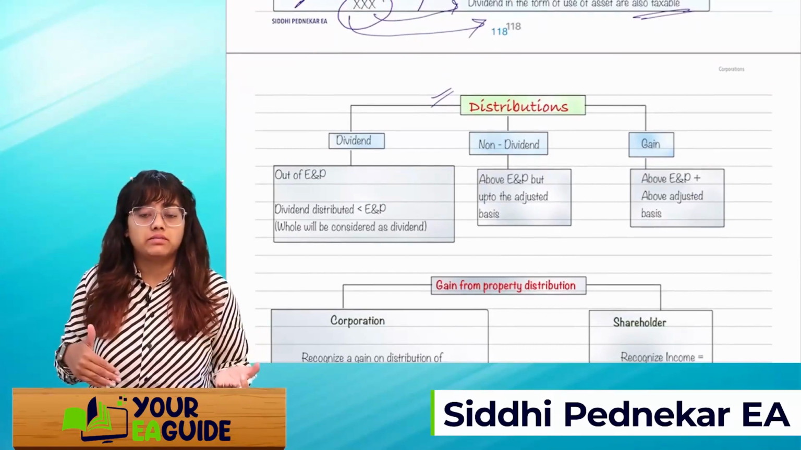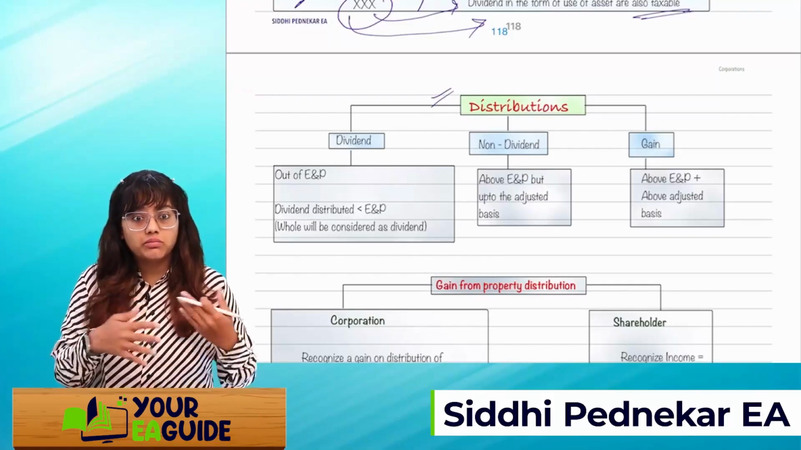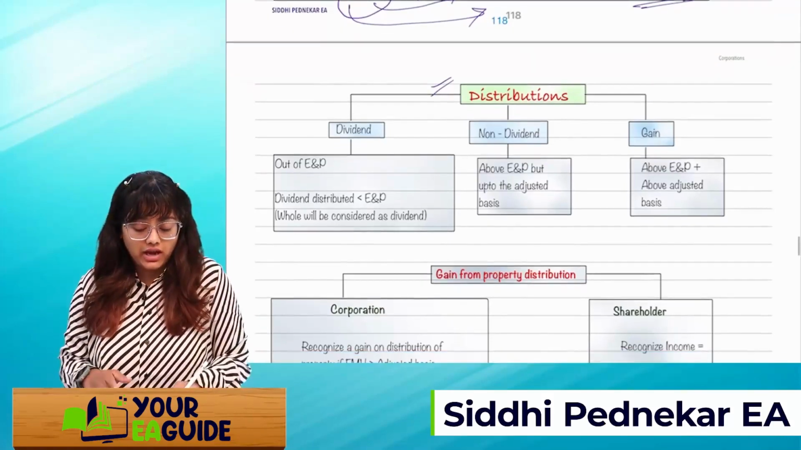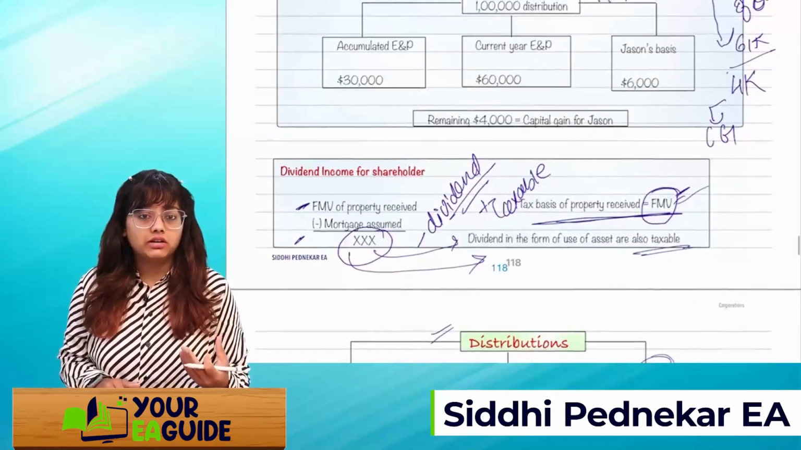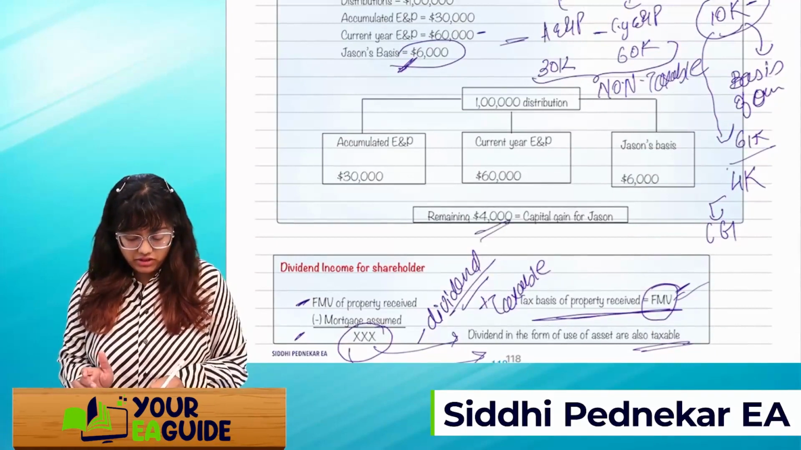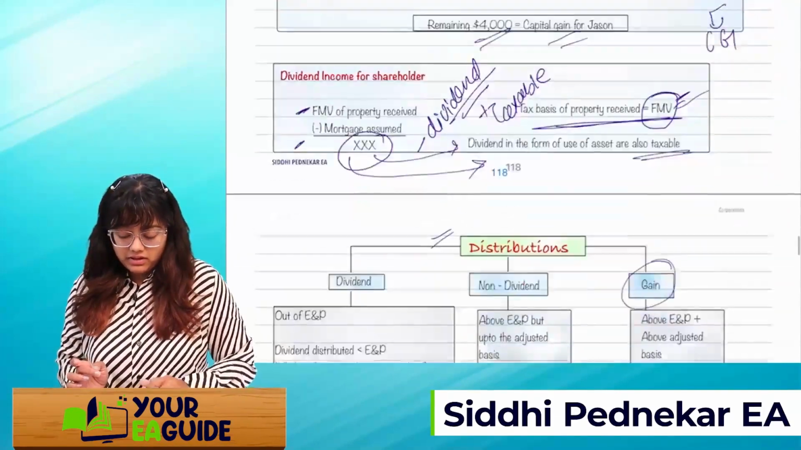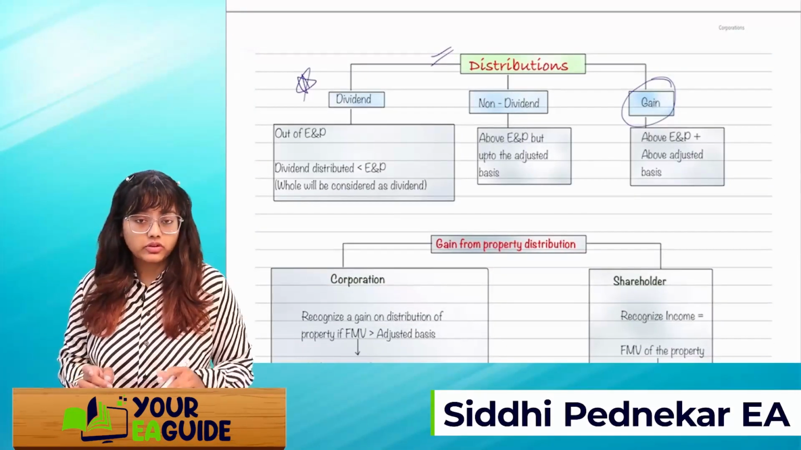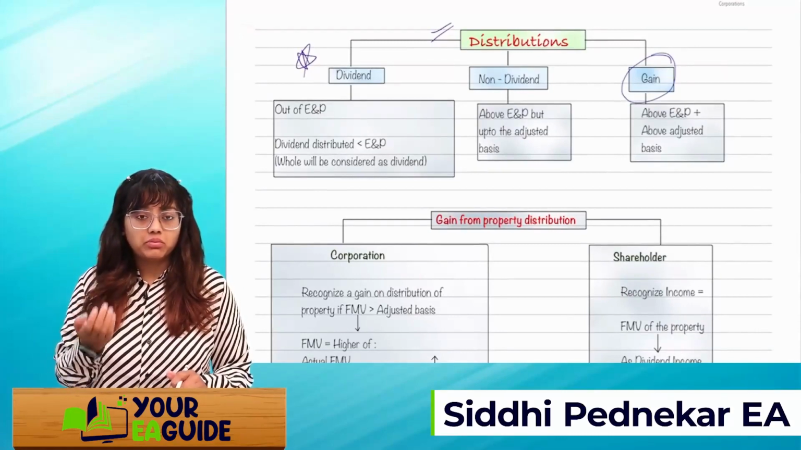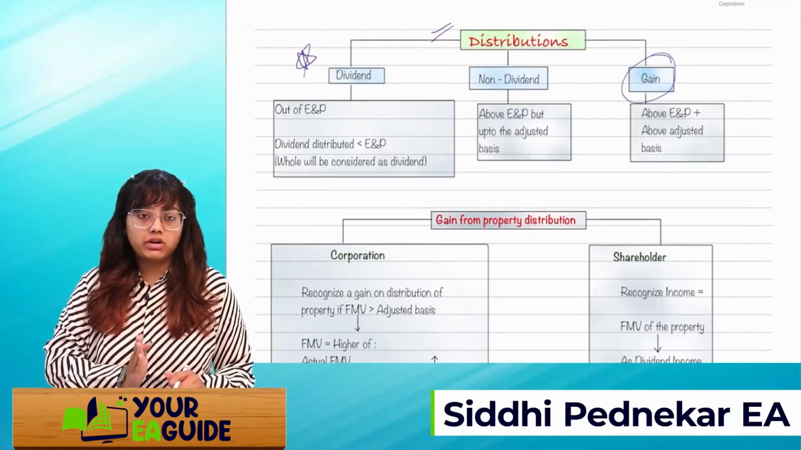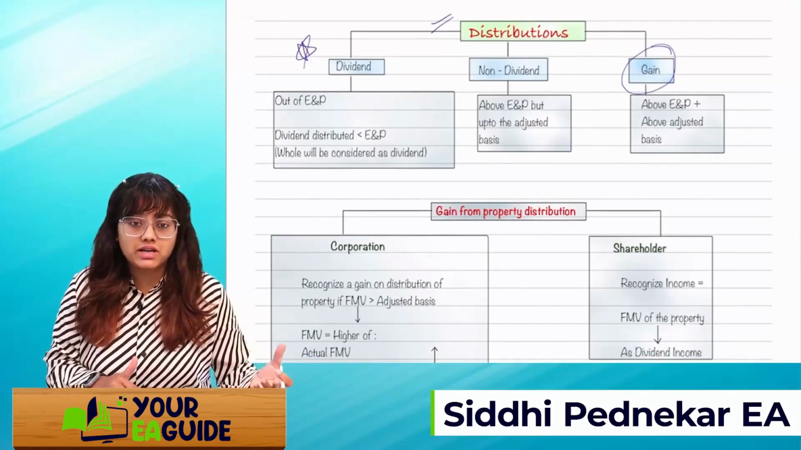Whatever remains, once your E&P has been used and your basis has been used, if you are still getting a distribution over and above the basis, then that will be called a gain and will be taxable in the hands of the taxpayer. Over here, the remaining 4,000 was considered a capital gain for Jason. Just refer to this example. Up to the amount of E&P, you consider it a dividend distribution. More than the E&P, up to the basis, it will be a non-dividend distribution. And whatever is over and above this will be considered a gain.